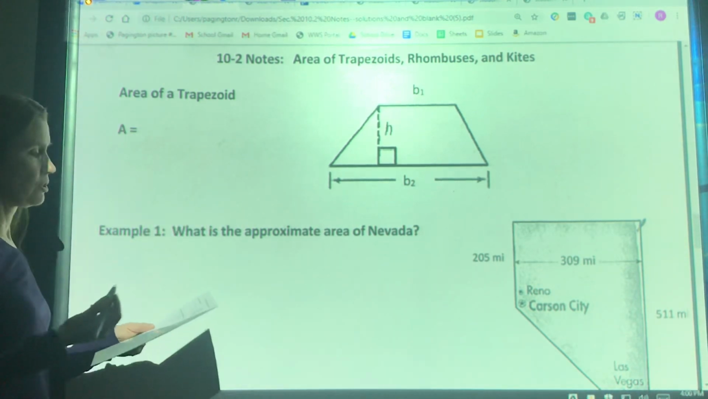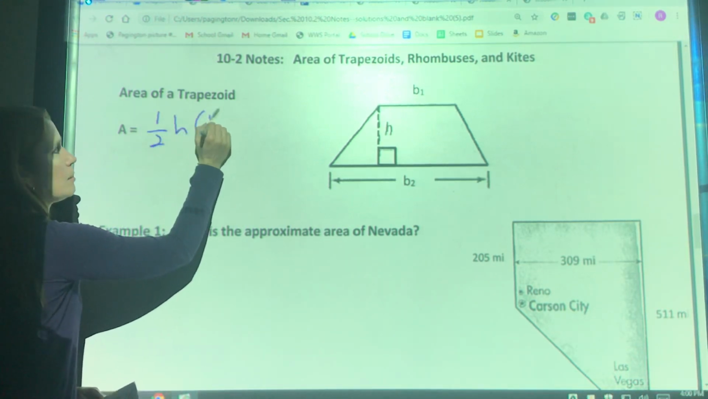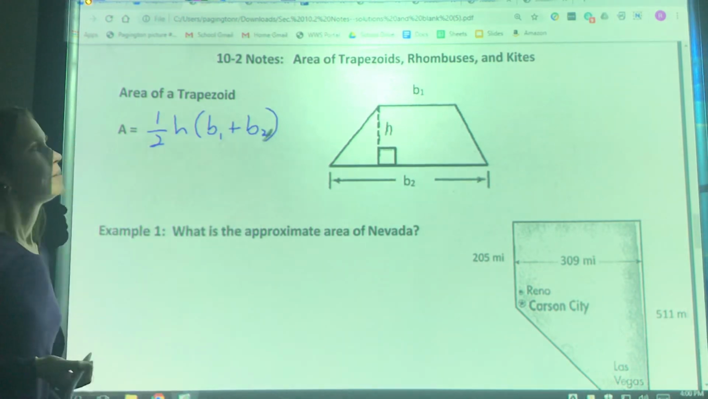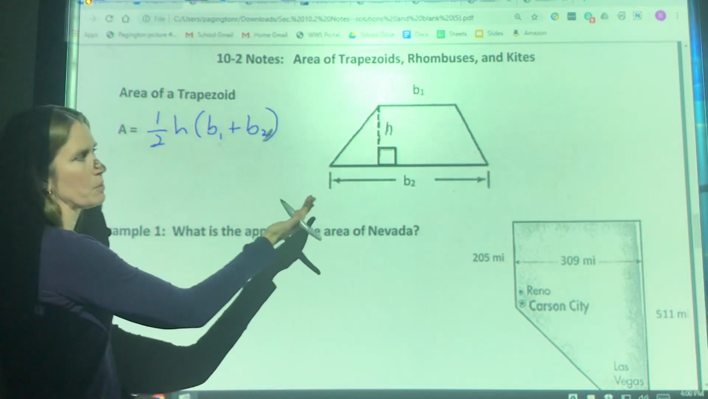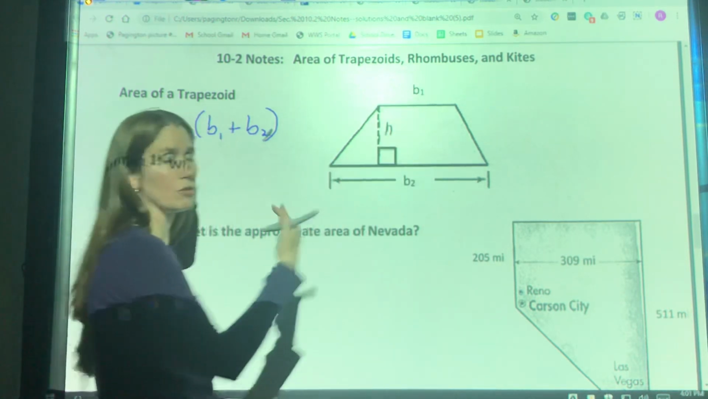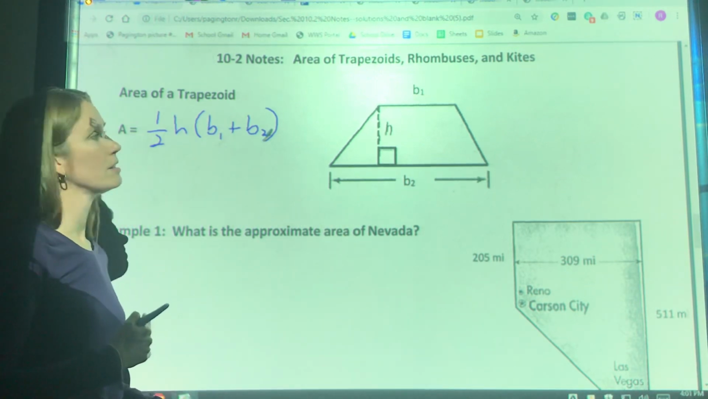So in this case, area of a trapezoid is 1/2 times the height, and then in parentheses, we're going to put base 1 plus base 2. Okay, again, if we look at a picture of a trapezoid here, one of the properties we talked about, and again, we talked a lot about trapezoids and all of these different shapes in chapter 6, and so now we're just dealing with the areas of these.